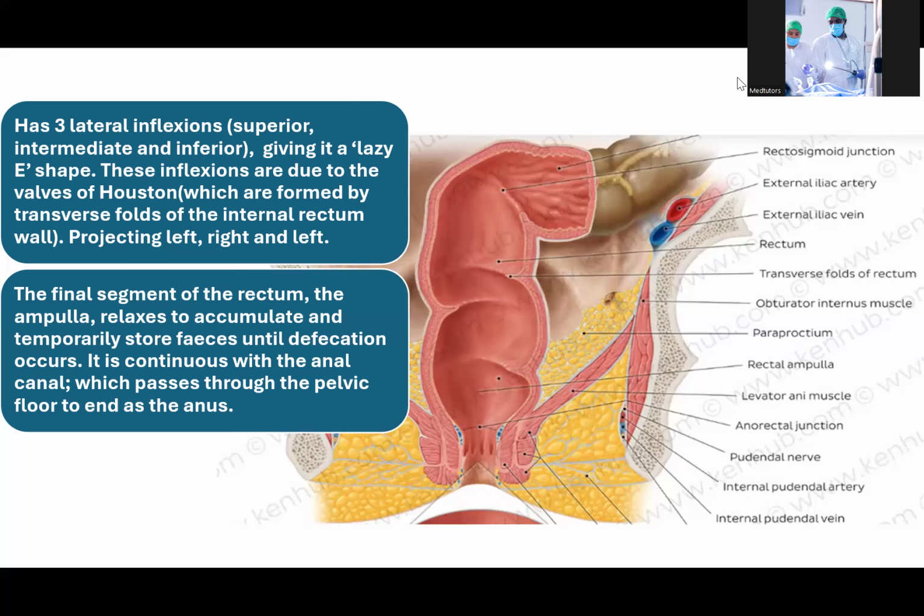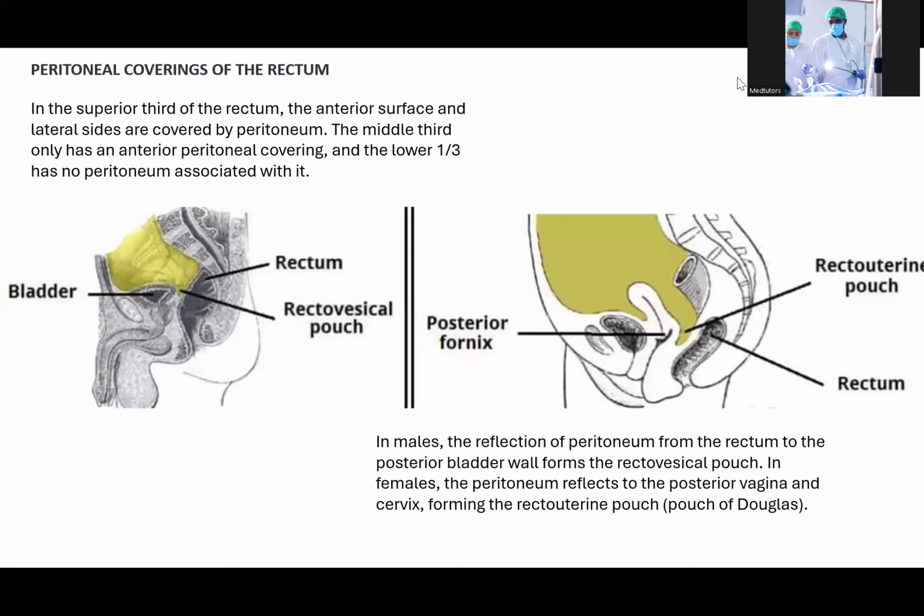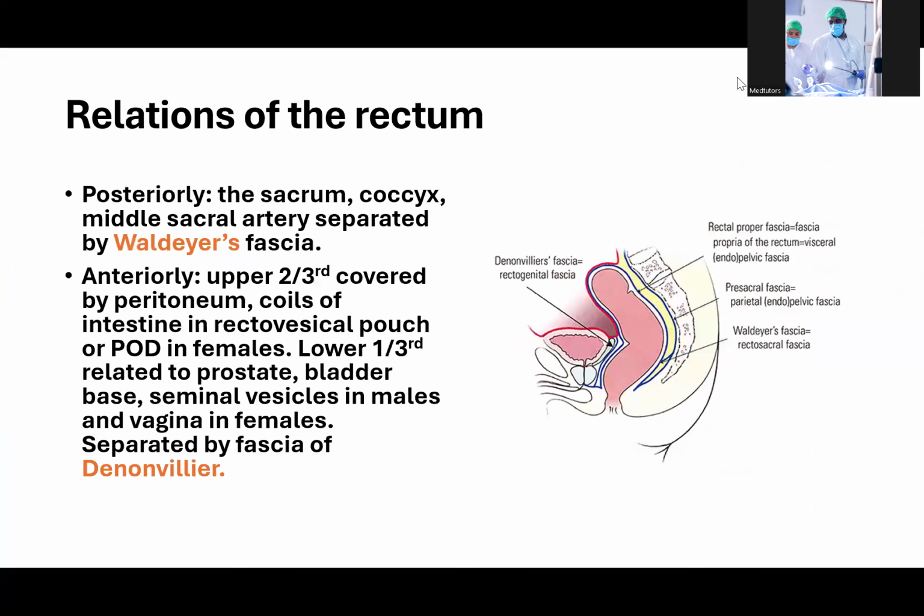Okay, so we've talked about the peritoneal covering. Now, the relationship of the rectum. Posteriorly, the sacrum, coccyx, and middle sacral artery, separated by Waldeyer's fascia. Anteriorly, the upper two-thirds is covered by peritoneum, with coils of intestine in the rectovesical pouch, or pouch of Douglas in female. The lower one-third is related to the prostate, bladder base, and seminal vesicles in male, and the vagina in female.